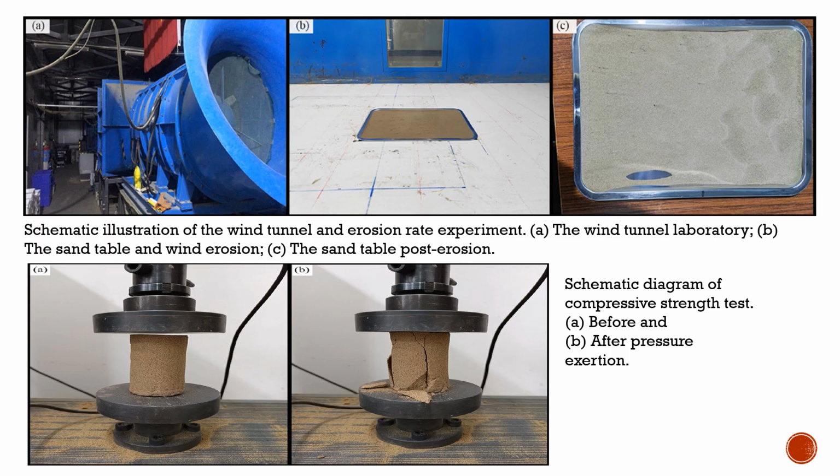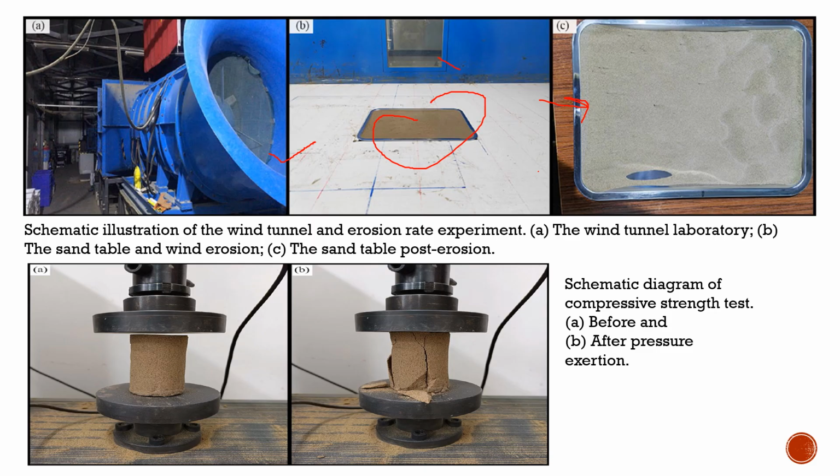Look at the wind tunnel and erosion rate experiment, where bentonite mixed with sand is kept in this tunnel, and afterwards kept on a sand table for wind erosion. Wind is blown at different speeds, like 6, 8, and 10 meters per second, and afterwards this is the sand table post erosion. Afterwards you look at the stability of the soil after blowing of air. Based on that, you can find whether bentonite is successful in keeping the sandy soil intact, or the sand is being spread out because of the air.